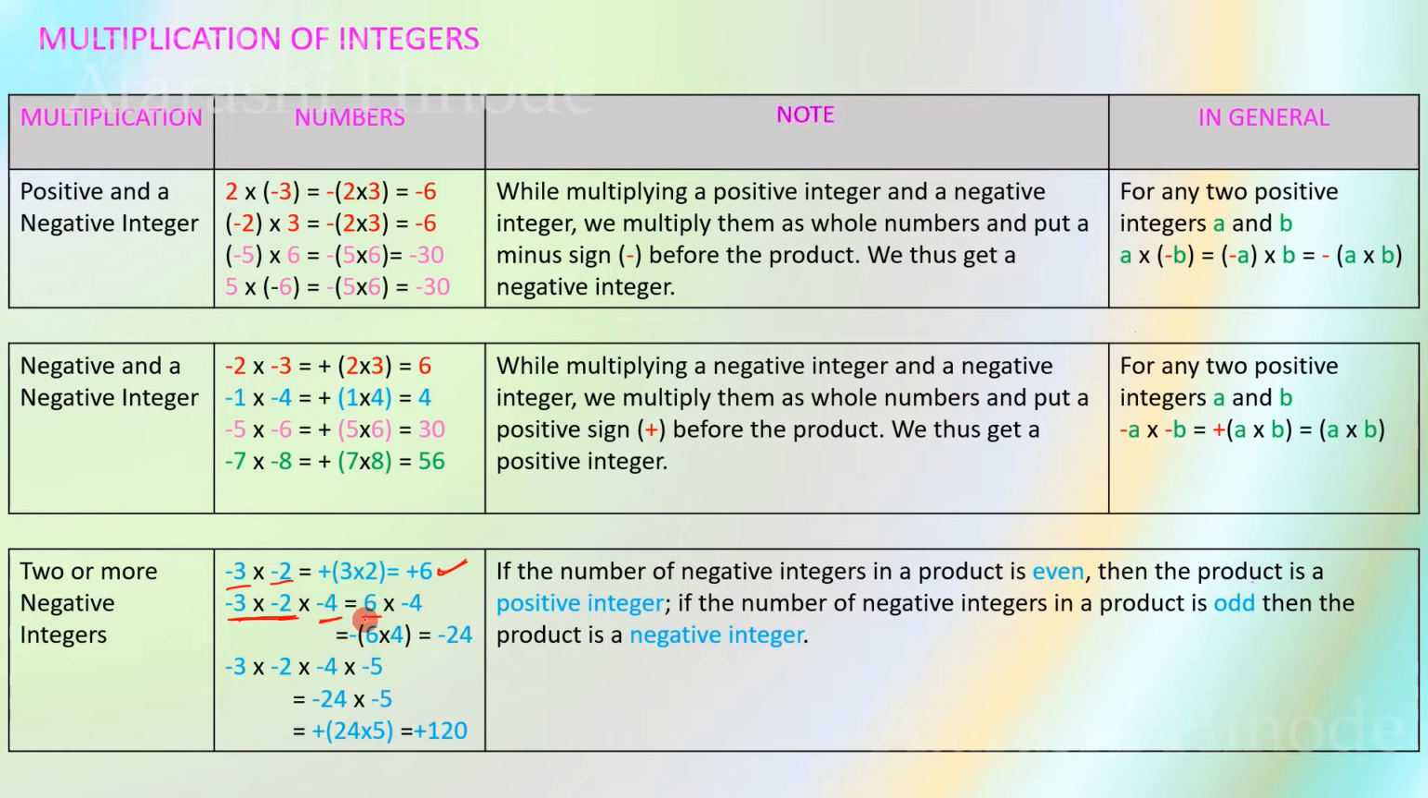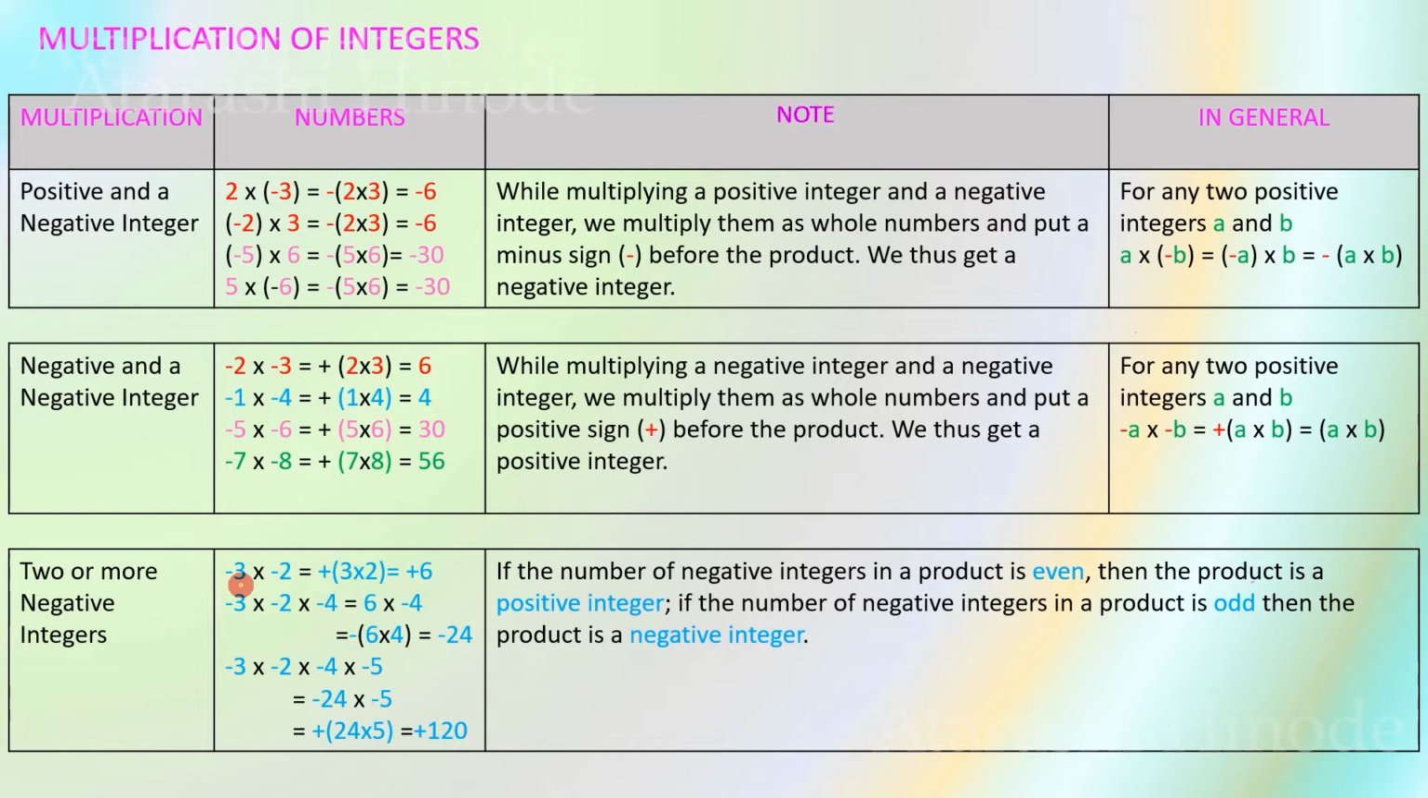Here this is positive and this is negative. This case also we have discussed. Here the product is a negative integer. In this product, instead of minus 3 into minus 2 into minus 4, we can write minus 24. So minus 24 into minus 5. Both the numbers are negative here and the product is a positive integer.